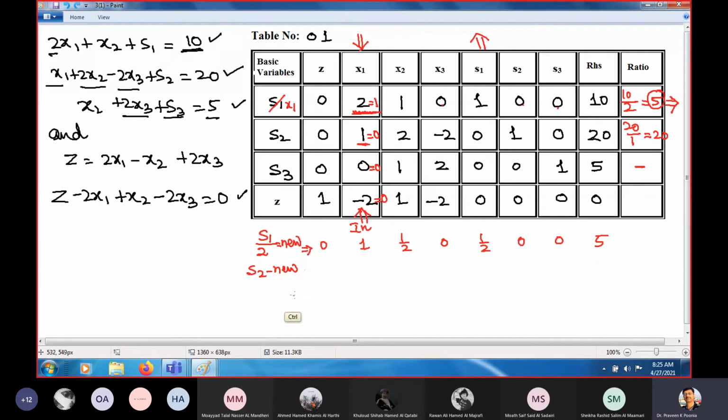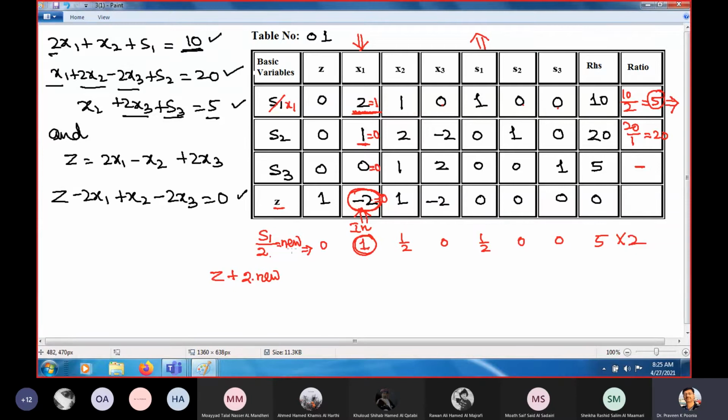Now the last one you need to make. What is the last one? Here is Z. You need to make this minus 2 into 0. Here is 1. So what transformation will you use? Here Z is negative, 1 is positive, so it will be plus. Here is 2, here is 1. So 2 into new row. This is the transformation. You need to multiply this by 2, and then 2 minus 2 is 0.